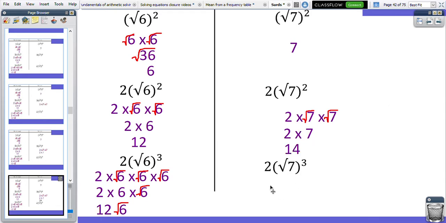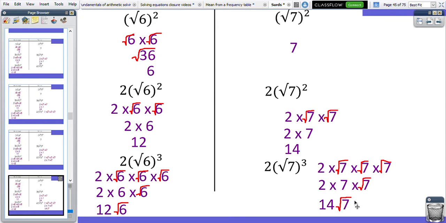For this last one, if I write it out longhand, first of all, I've got two lots of root 7 times by root 7 times by root 7. And taking these middle two numbers, so root 7 times root 7, I know it's just normal 7. So it's two lots of normal 7 multiplied by root 7, which is 14 lots of root 7.